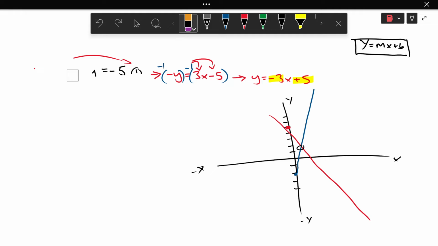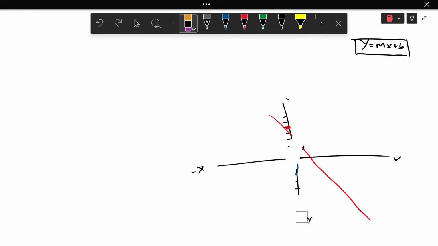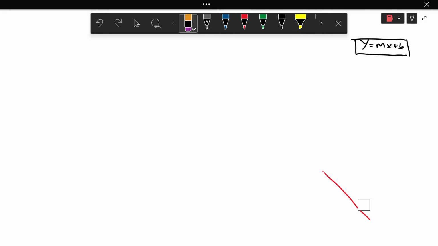So let's just erase this. So again, when you're determining the number of solutions in a linear system, you don't have to solve the system. You don't need to know what the solution is. You just need to know how many solutions there are. Is there 1? Is there 0? Or is there infinitely many? So I'm going to take the first one here.